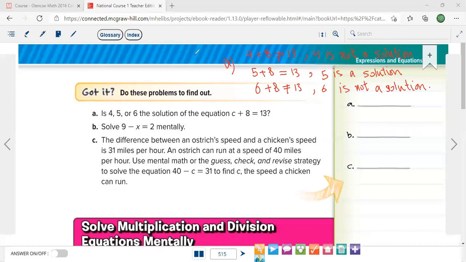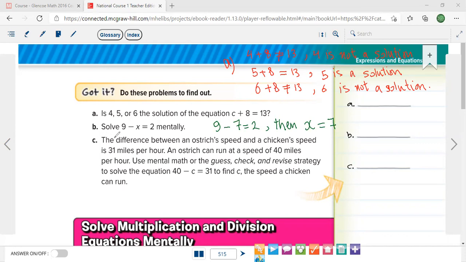Now problem B. Solve 9 minus x equals 2 mentally. We know that 9 minus 7 equals 2. Then x equals 7.